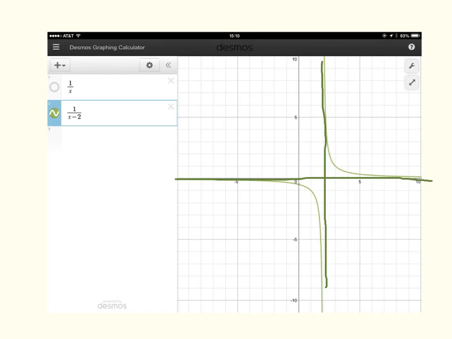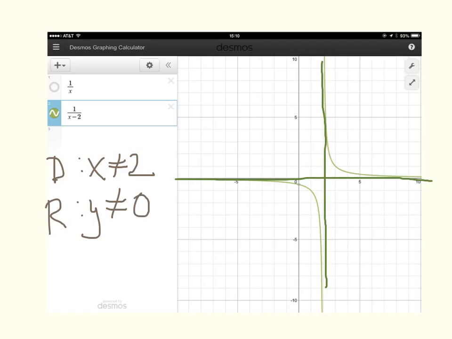And so the domain then would be all of the reals except x is not equal to 2. And the range is all of the reals except y is not equal to 0. And here again are my asymptotes of y equals 0 and x equals 2.